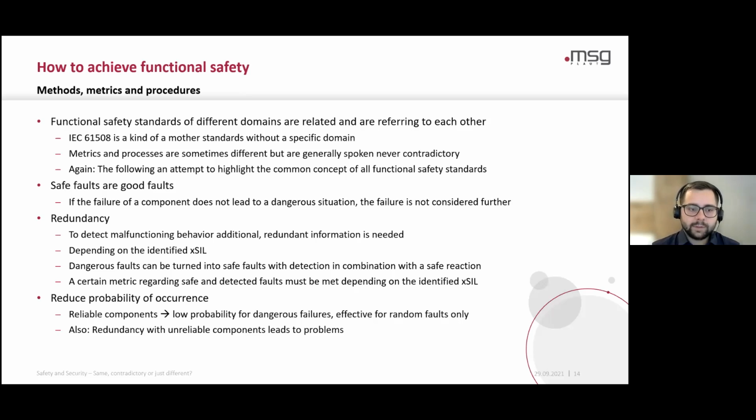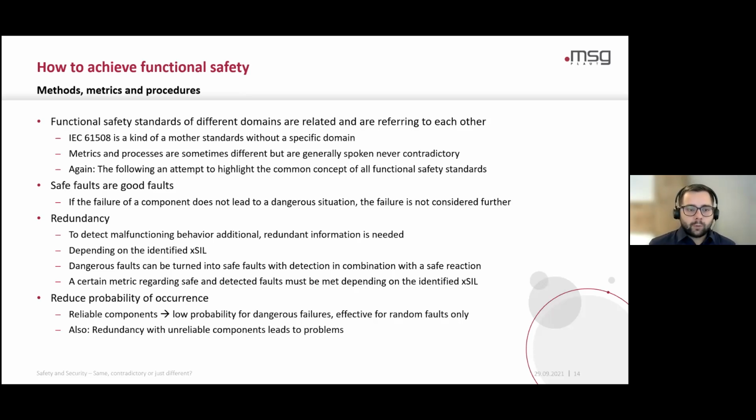This is again depending on the identified safety integrity level. For lower SIL, and also depending on the domain and on the system under consideration, it is maybe not needed to have redundancy, but for higher SIL, this is a basic approach. If you want to achieve a high SIL, you just double it, trifold it, and so on. With redundancy, dangerous faults, when the failure of a certain component would lead to a dangerous situation, can be turned into safe faults via detection. So we have redundant information, we can detect them, and then initiate a safe reaction. We see that the sensors are faulty, we say, okay, stop, the car should not move any further.